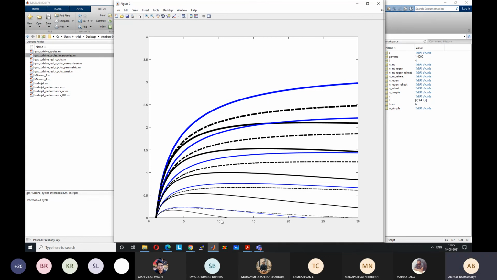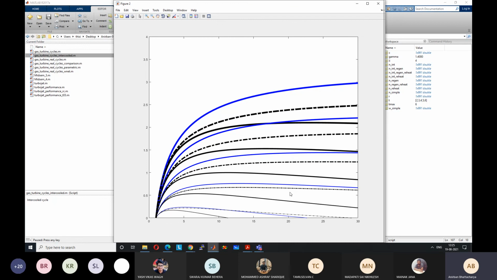Let me just repeat, to summarize. These black solid lines are the work output for the simple Brayton cycle. This is for T equal to 2, 3, 4, 5, and 6. Then with reheating added to the Brayton cycle, the work output is given by the blue lines, again for T equal to 2, 3, 4, 5, and 6. Work output increases considerably with the addition of reheat.